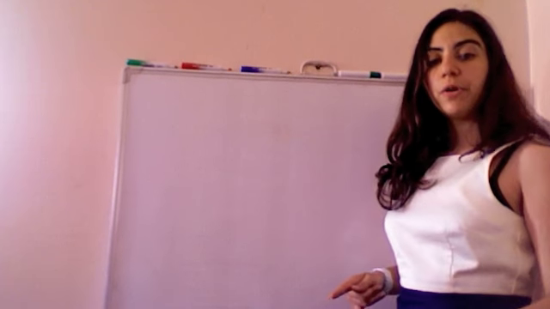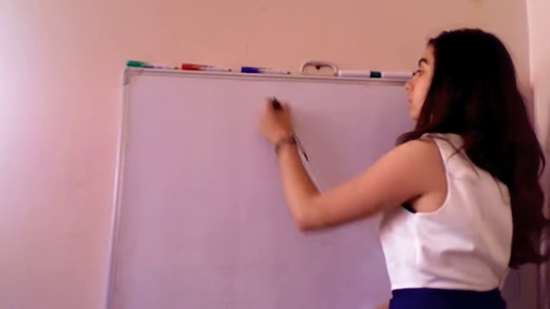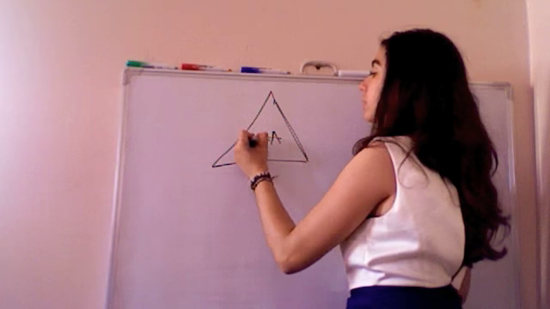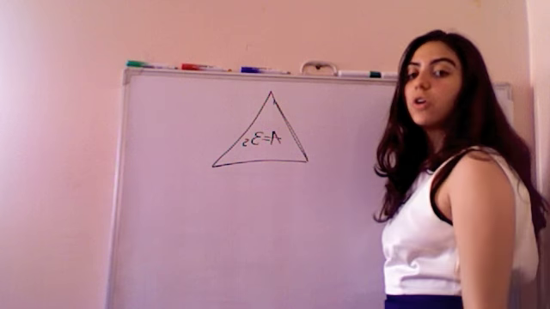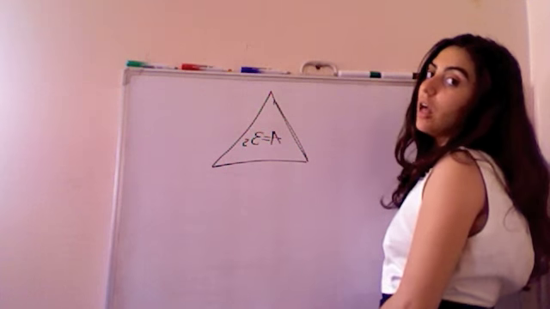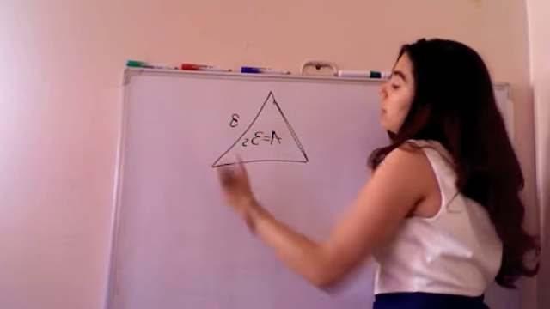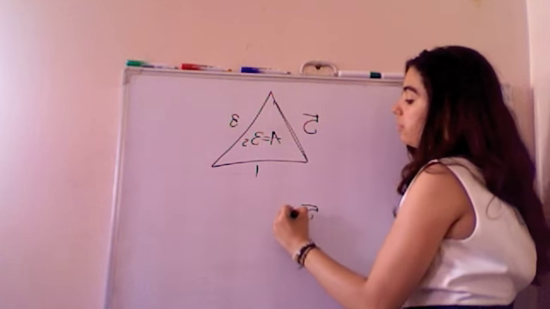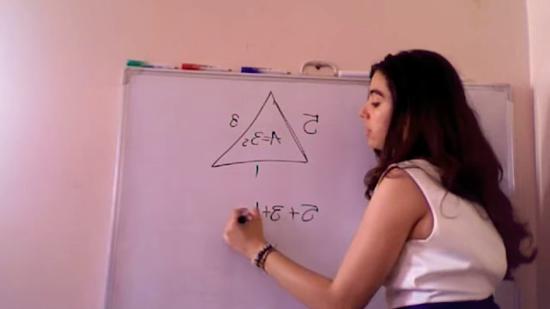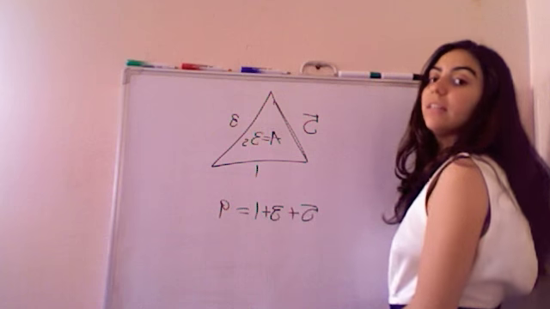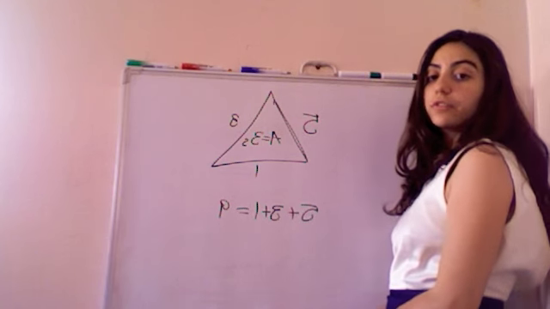Now about the perimeter of a triangle. It is the same concept as a quadrilateral, except you add 3 sides because each side would equal something. Let's say that this side equals 3, this side equals 1, and this side equals 5. 5 plus 3 plus 1 equals 9. And that is the perimeter of a triangle.